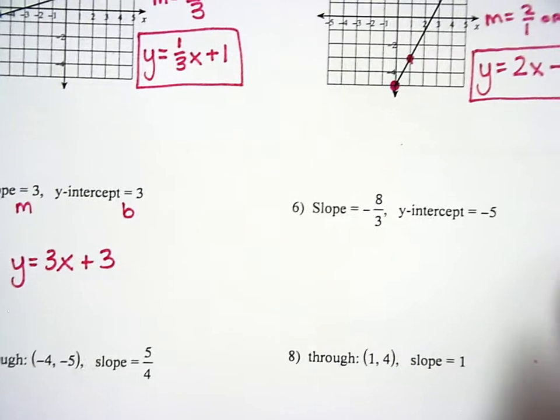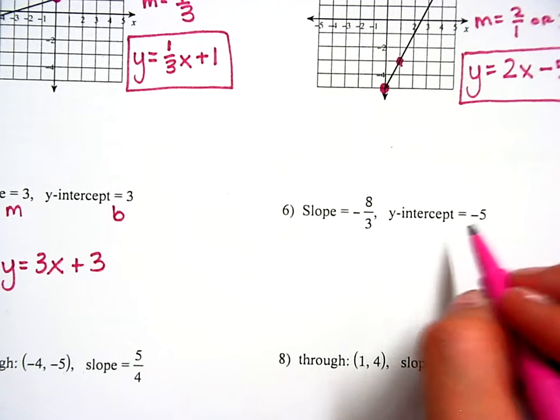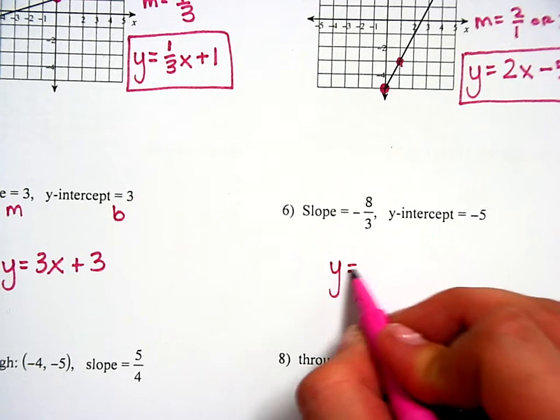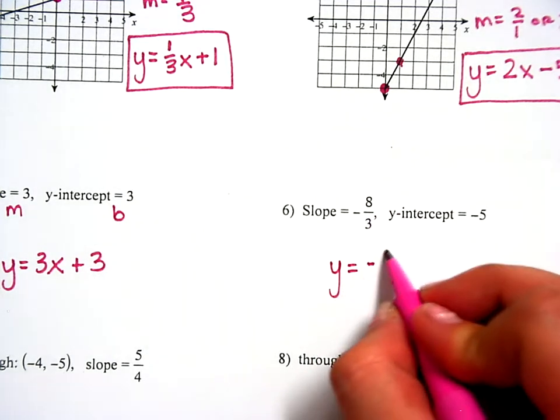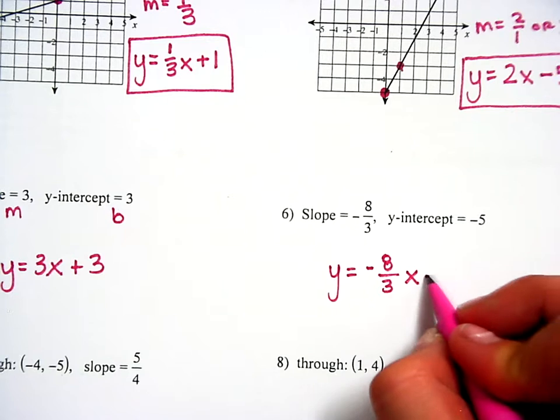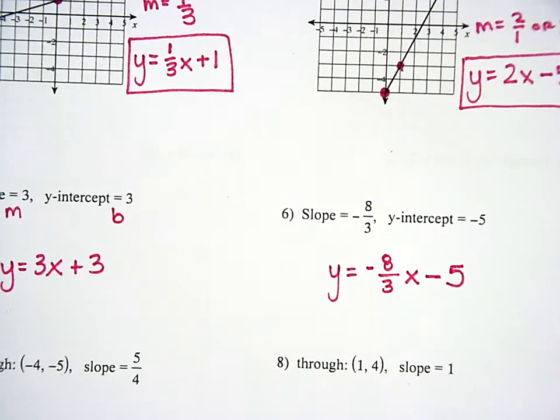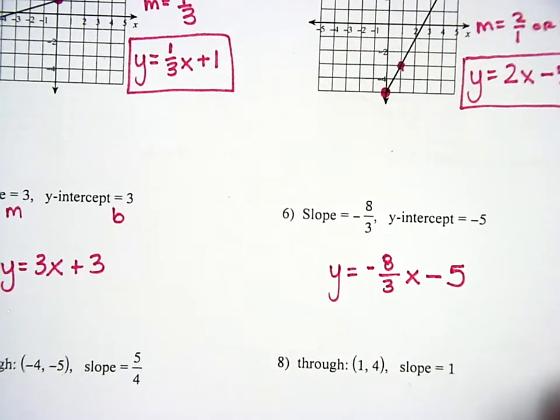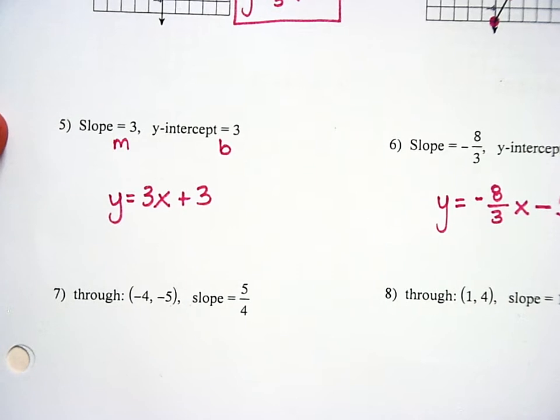All right, next one's just like this, but different slope and y-intercept. So here, my slope is negative 8/3 x, and then my y-intercept is negative 5, so subtract 5. All right, and last two.